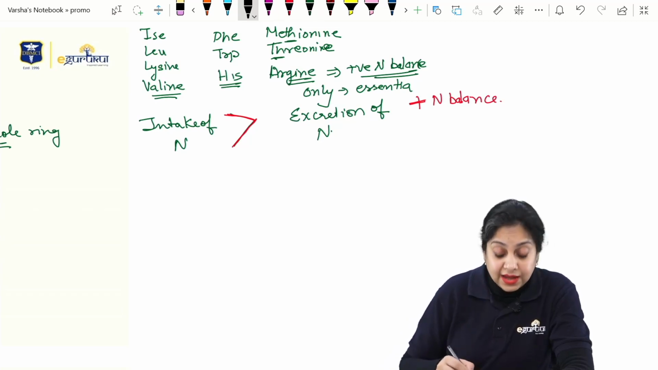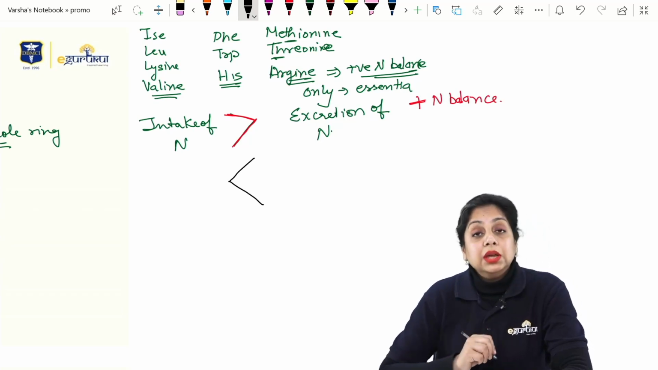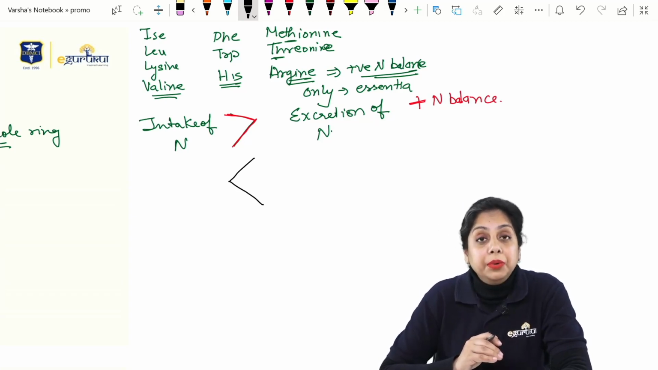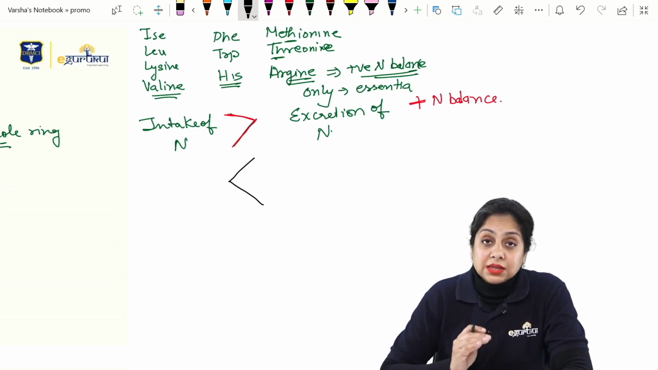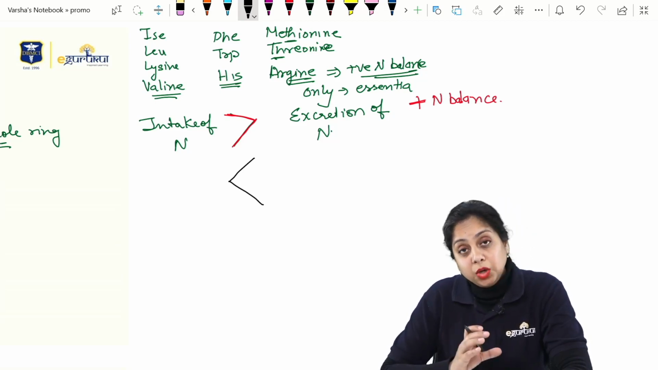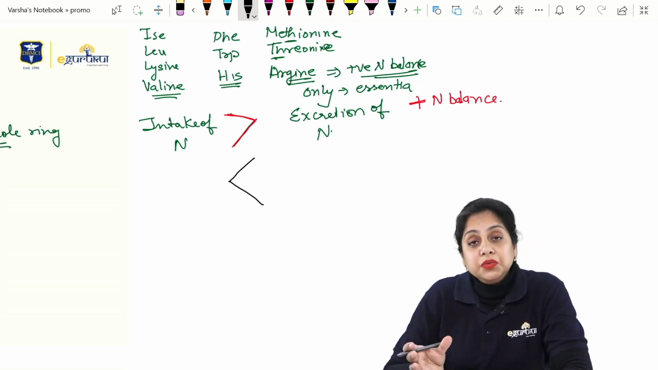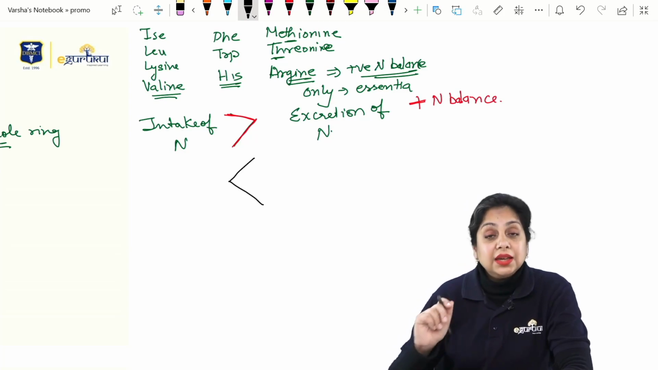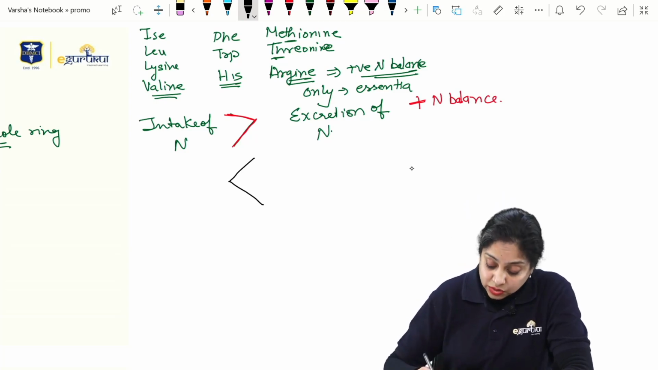If intake is less but the excretion is more, as in the case of prolonged fasting, right? When we enter that phase, the muscle proteins are being broken down to generate energy for survival. At that point in time, intake is not there. But since the amino acid has an amino part and a carbon part, and the carbon part is the one that will generate the energy, nitrogen is being excreted. At that point in time, intake is less but excretion is more. That will give rise to the negative nitrogen balance, right?